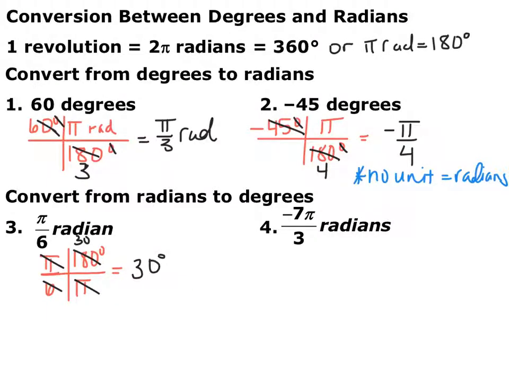Let's go ahead and pause the video and convert negative 7 pi over 3 into degrees. So multiply negative 7 pi over 3 by 180 degrees divided by pi. Pi's cancel, and you end up with negative 420 degrees.